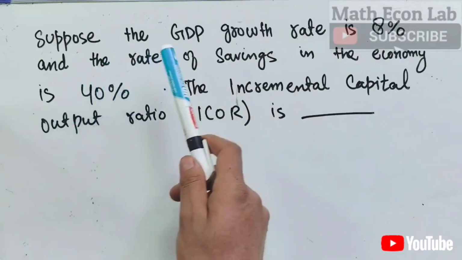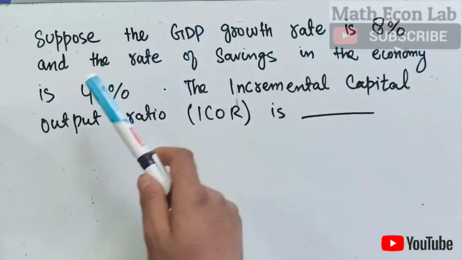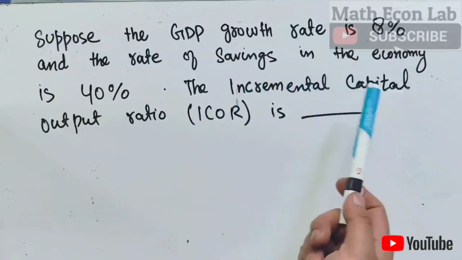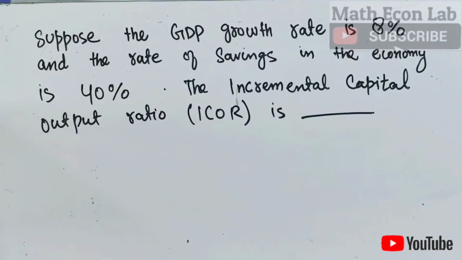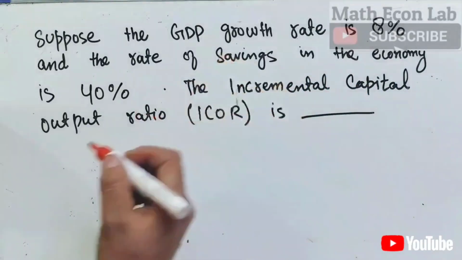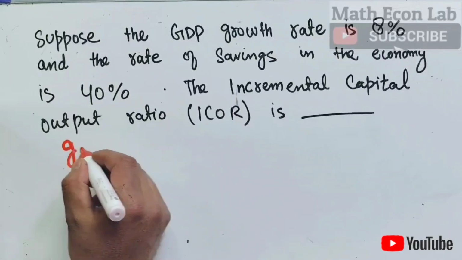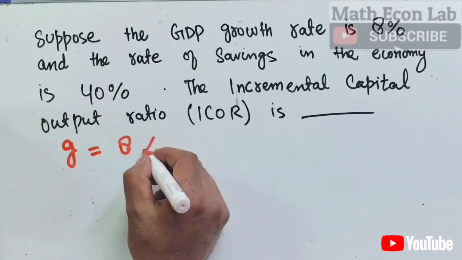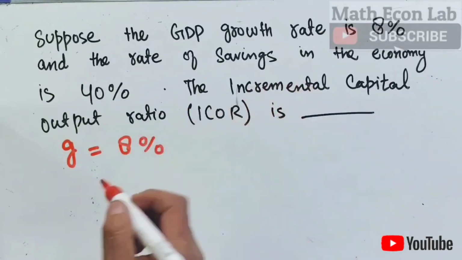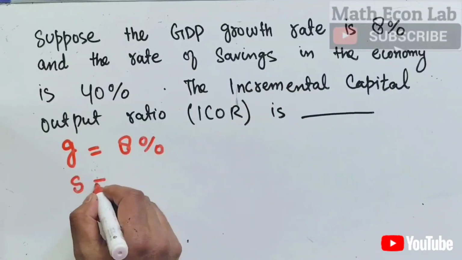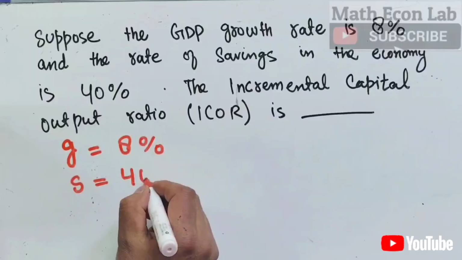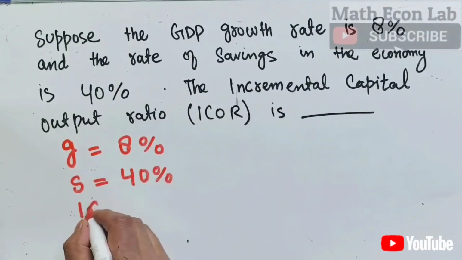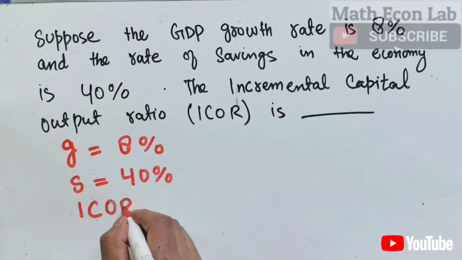Next question is, suppose the GDP growth rate is 8% and the rate of savings in the economy is 40%. The incremental capital output ratio is, we are supposed to find out. Okay. So we are being told that the growth rate of the GDP for the economy is 8% and the savings rate is equal to 40%. Okay, we need to find out the incremental capital output ratio.